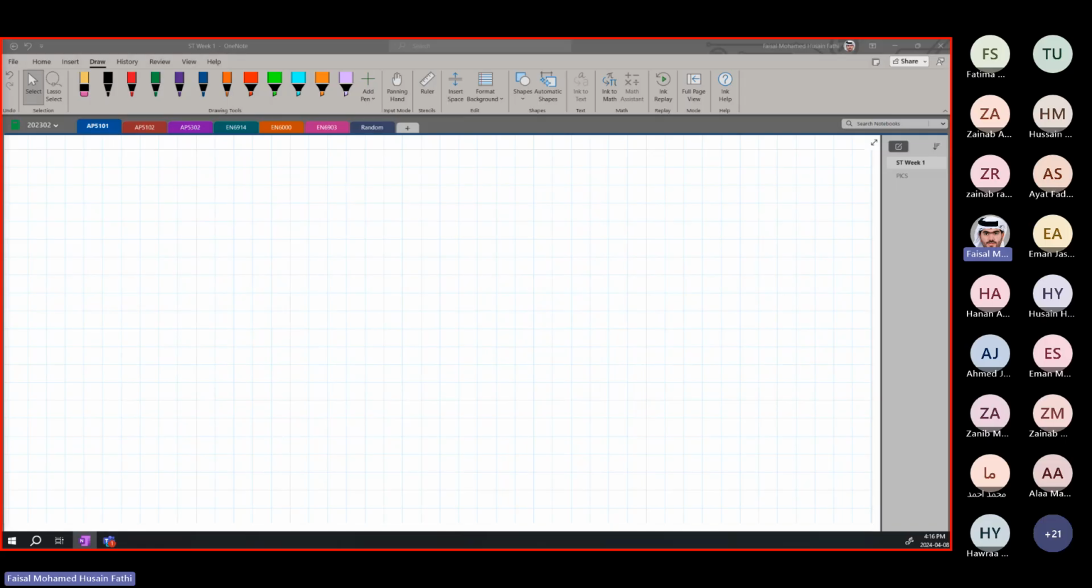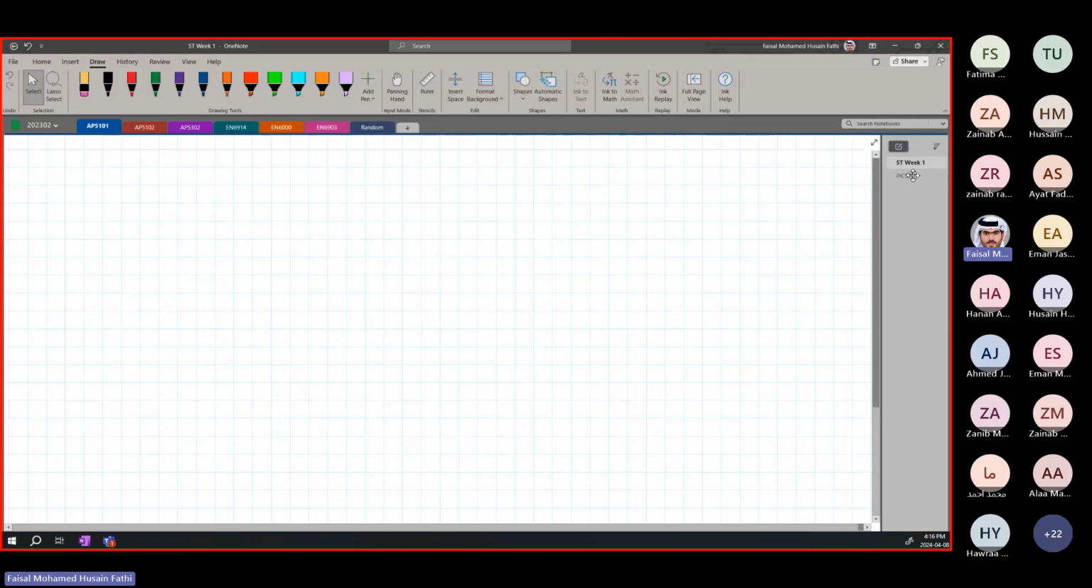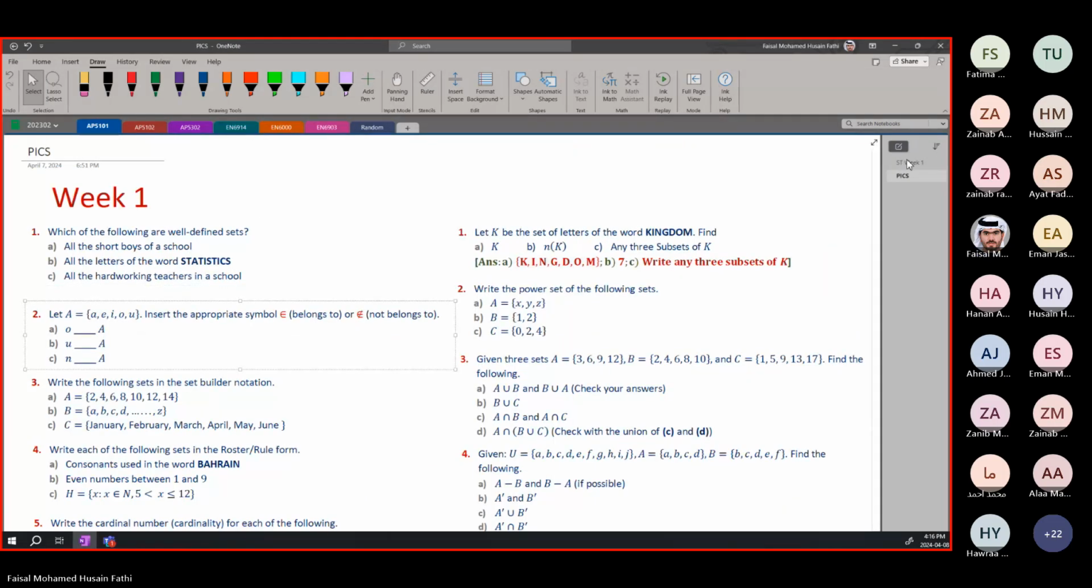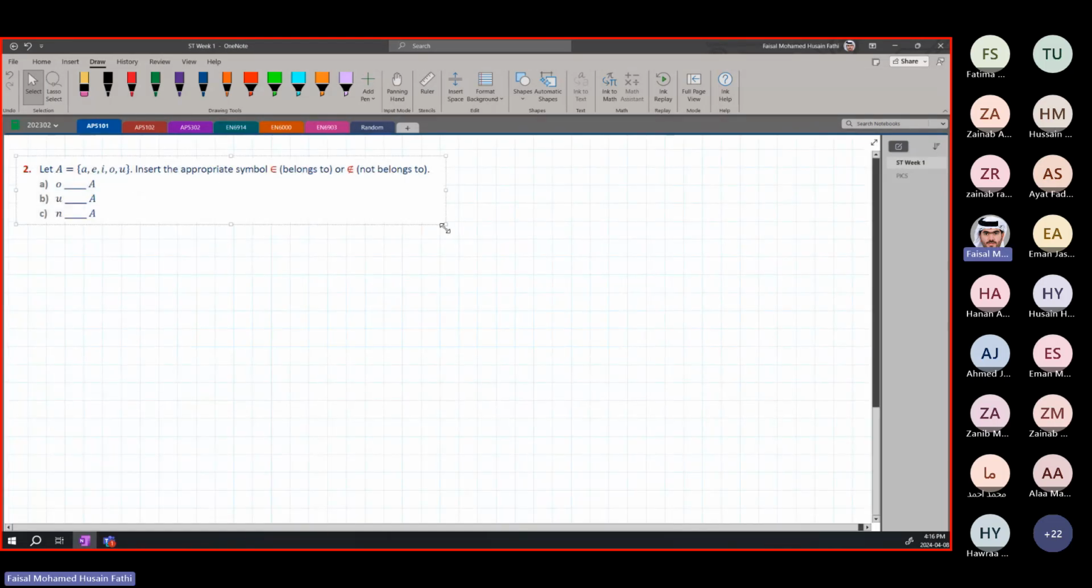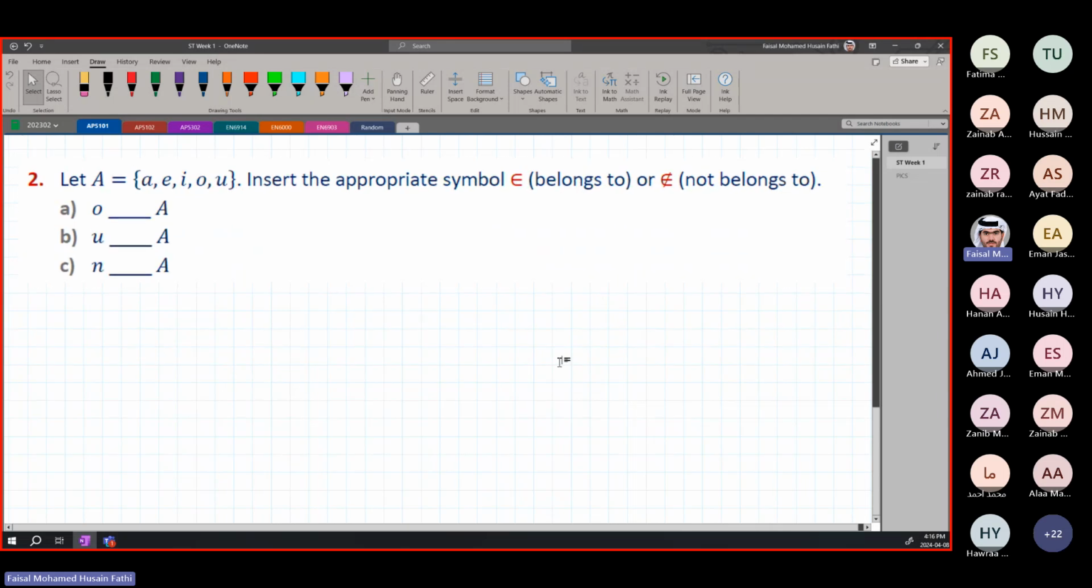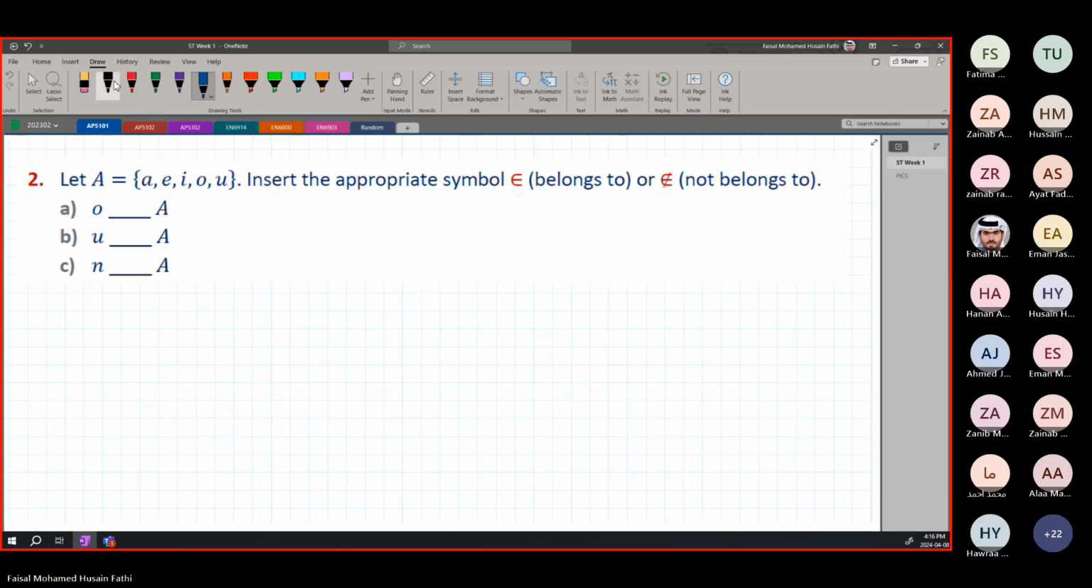Now, let's move on to the next question. Let A be the set of A, E, I, O, U, which are basically the vowels of the English alphabet. Insert the appropriate symbol. This symbol that you see here, which looks like the letter E, basically means whether or not something belongs in a set. So let's use another example. Let's say B is equal to 1, 2, 3. All right. This is a set.